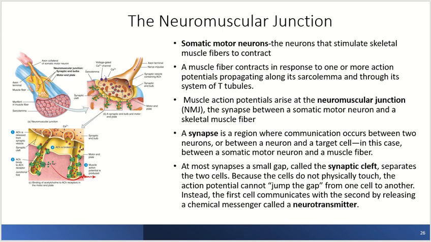A synapse is basically just a region where communication occurs between either two neurons or between a neuron and its target cell. And in this case, it's going to be between a somatic motor neuron and a muscle fiber. At most synapses, there's going to be a small gap, because the nerve is not actually going to come in complete contact with the muscle. There's going to be something called a synaptic cleft, and this separates those two cells by a teeny tiny gap. Because these two cells are not physically touching, the action potential can't actually jump that gap. So instead, the first cell is going to communicate with the second cell by releasing chemical messengers. And we call these things neurotransmitters.